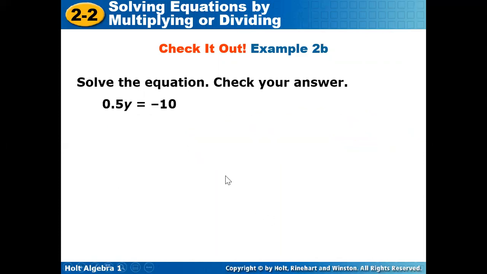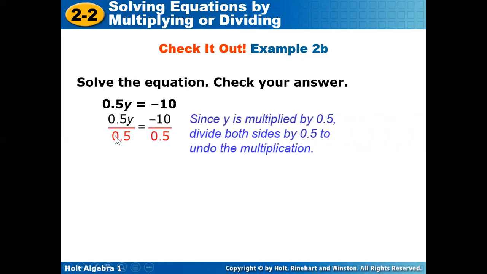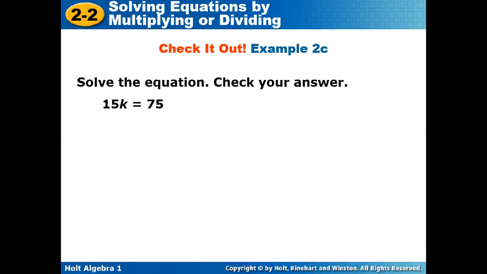Same thing here. All right, give it a shot. We had a decimal here. Give it a shot on your own. All right, in this case, we're multiplying y times 0.5, so with opposite operations, we're going to divide by 0.5. These cancel out, leaving y by itself. Negative 10 divided by 0.5 is equal to negative 20. Plug it back in. Right, 0.5 times negative 20 does indeed give us a negative 10.